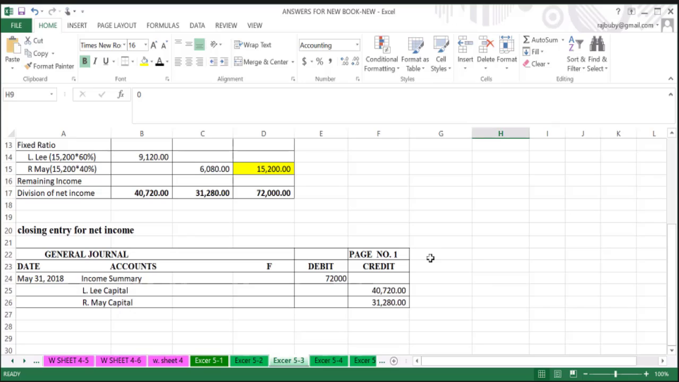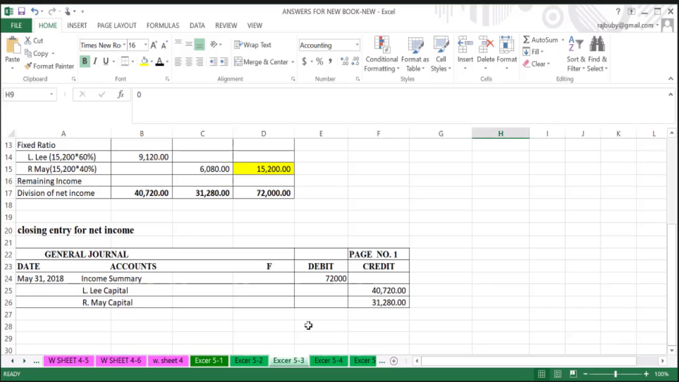The last question is prepare the closing entry for the net income. This is the net income, 72,000. When we are closing, it's going to be the debit side. The credit side is capital. According to this, you are going to distribute this one to each partner. You understand now how to.